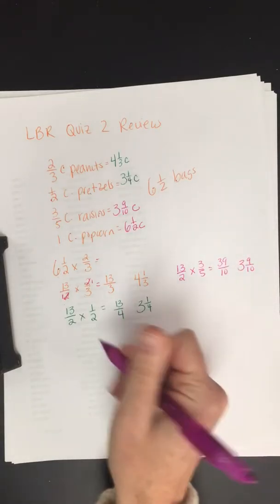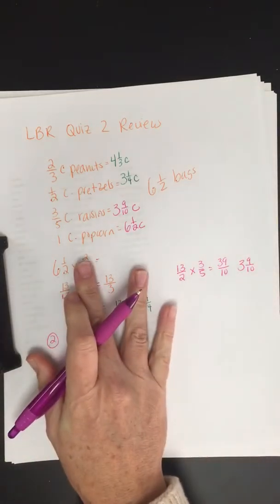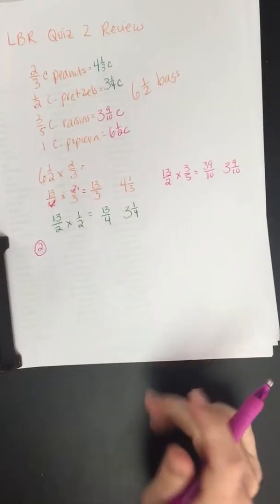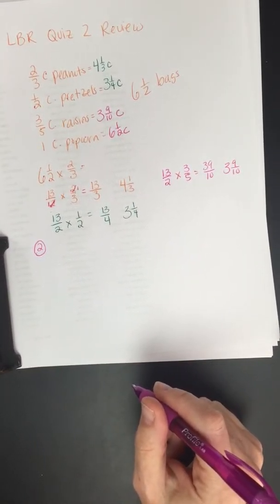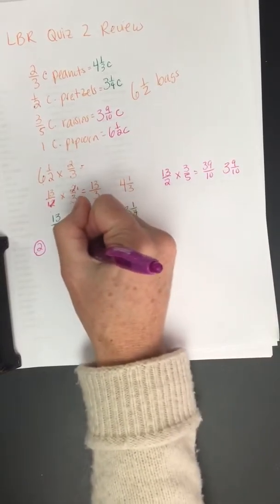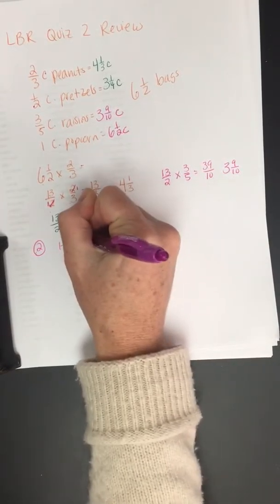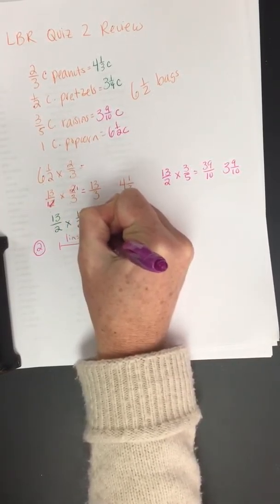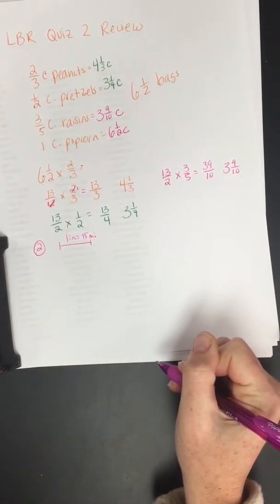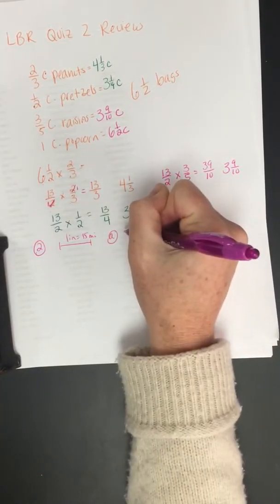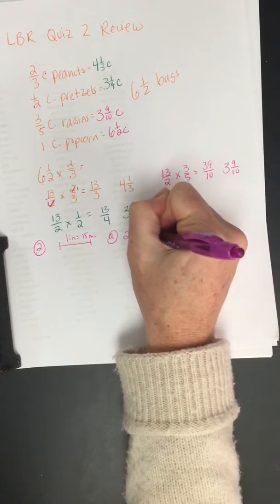All right, moving on to number 2. Let me move my paper up. Number 2 says, on a particular map of Denmark, 1 inch equals 15 miles. So we have 1 inch equals 15 miles. A wants to know, what does 2.5 inches represent?